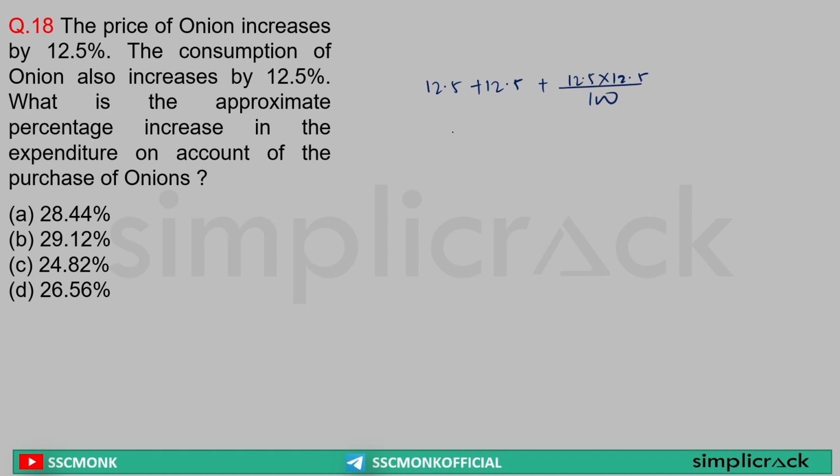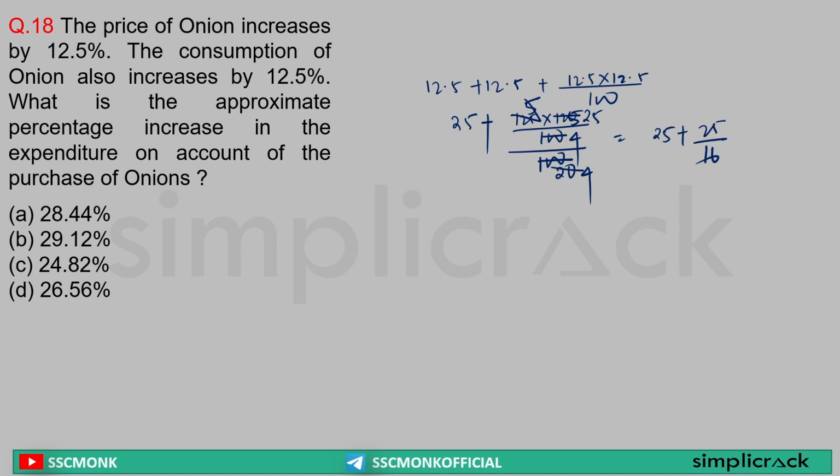So 12.5 plus 12.5 is equal to 25, plus 12.5 into 12.5. I can write that as 125 into 125 divided by 100, because of the decimal point, and 100 is there. So 25 fives are 125, 25 fours are 100. This can be further written as 5 twenties are 100, 5 fours are 20, 5 twenty-fives are 100. So this can be written as 25 plus 25 by 16. Basic calculation. I am not doing anything extraordinary here.